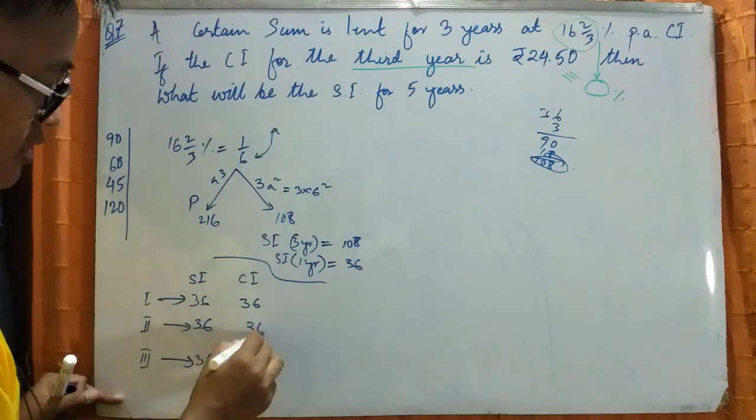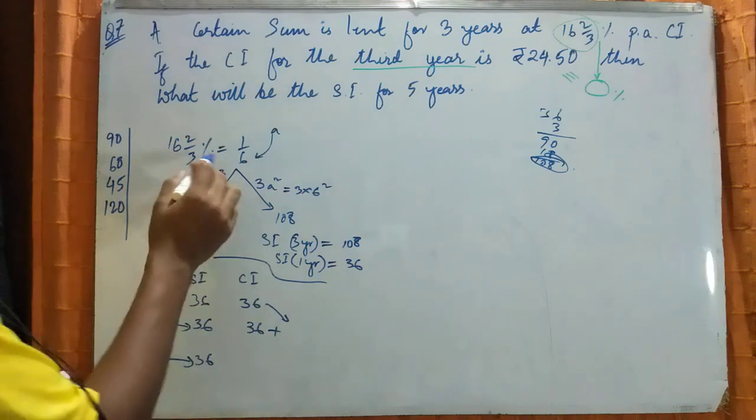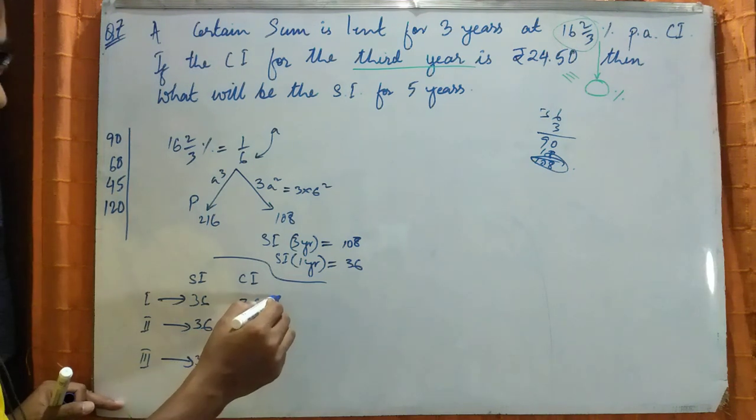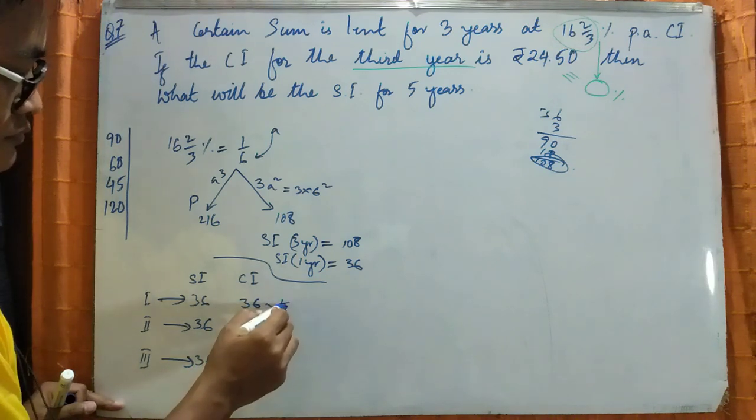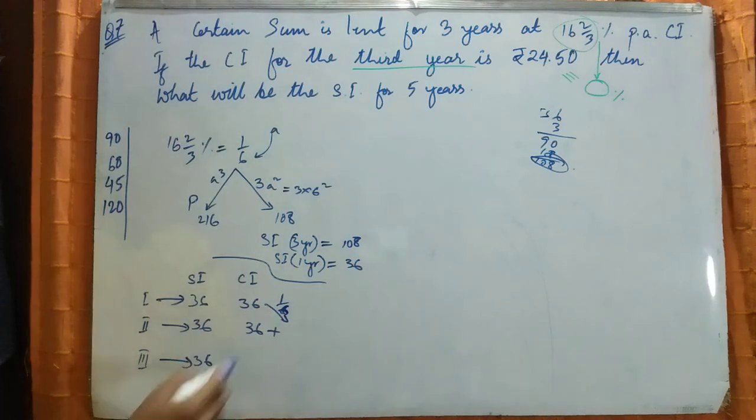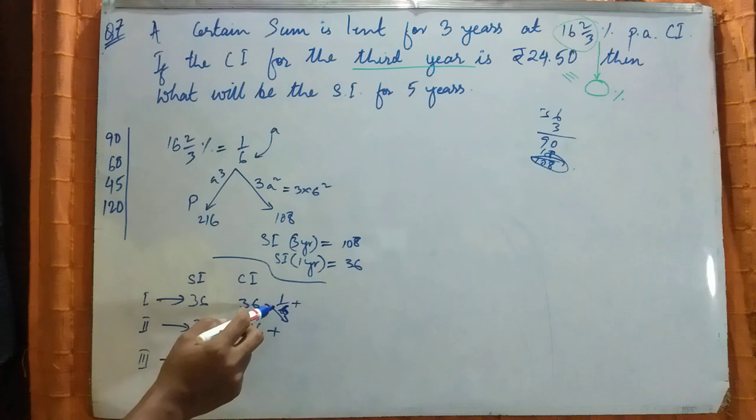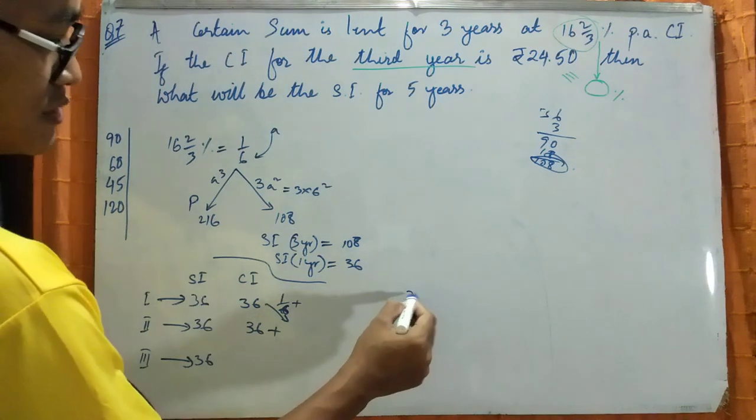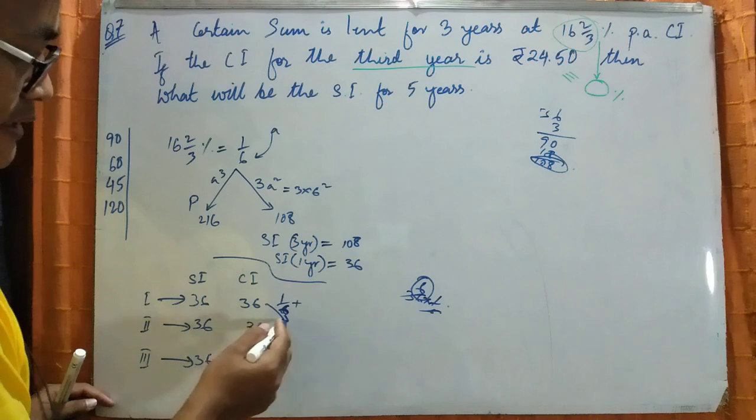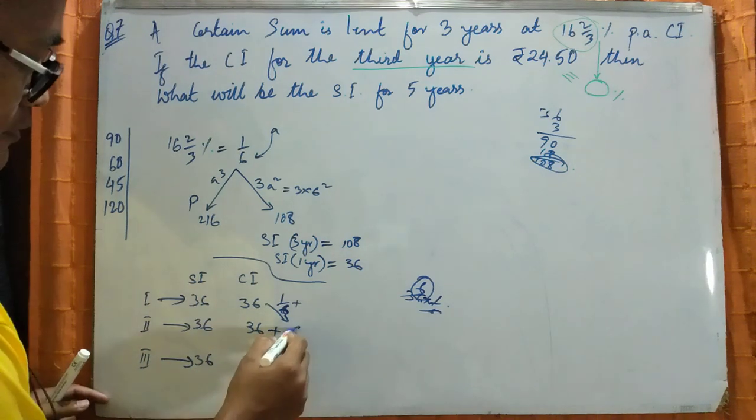For the second year, the simple interest is 36, plus the interest on the interest. The rate is 16 2 by 3%, which is 1 by 6. 1 by 6 of 36 is 6, so we add 6 units.